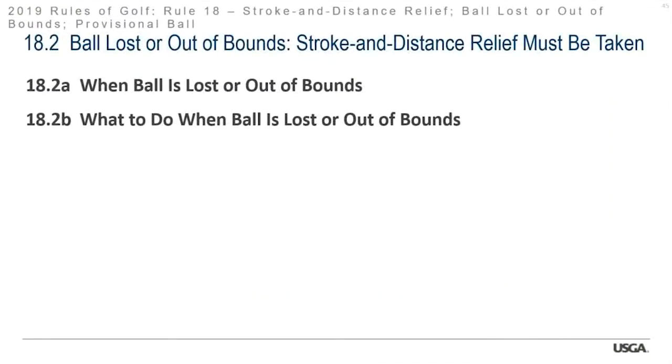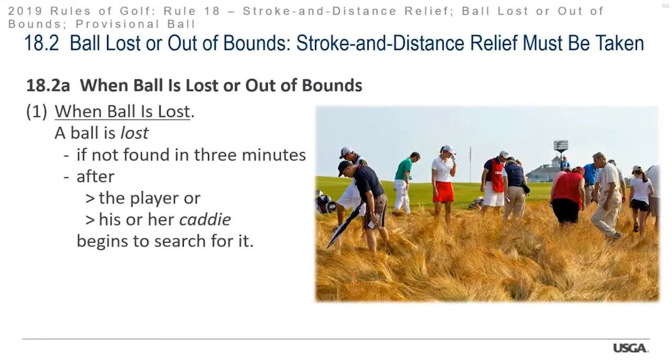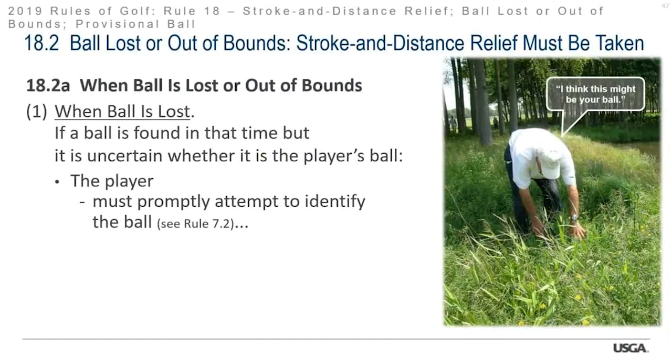All right, so if a ball is lost or out of bounds, what are we going to do? Well, let's first of all find out when a ball is lost or out of bounds. First of all, it's lost if it's not found within 3 minutes after the player or his or her caddy begins to search for it. That also includes your partner, as we've talked about many times. The player and the partner are the same thing within the rules.